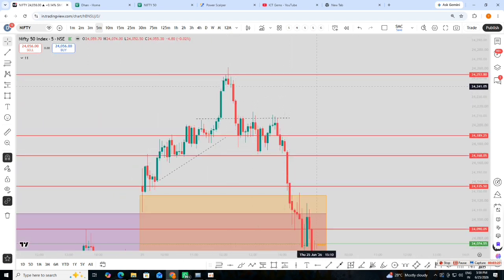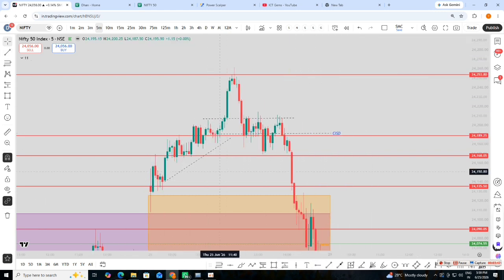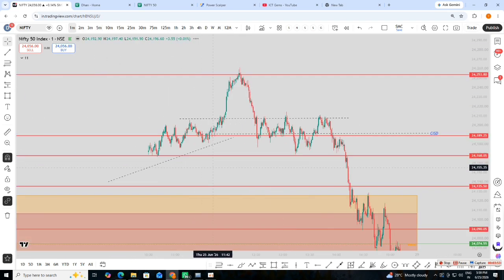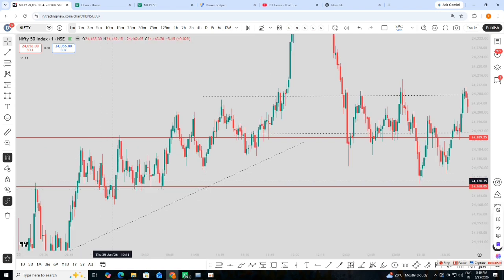Immediately after tapping that topmost magnet, it made a V-shaped reversal, falling directly and forming a CISD here. Now within this area, what trades can we catch? See here, there is no market structure shift to raid all these liquidities.